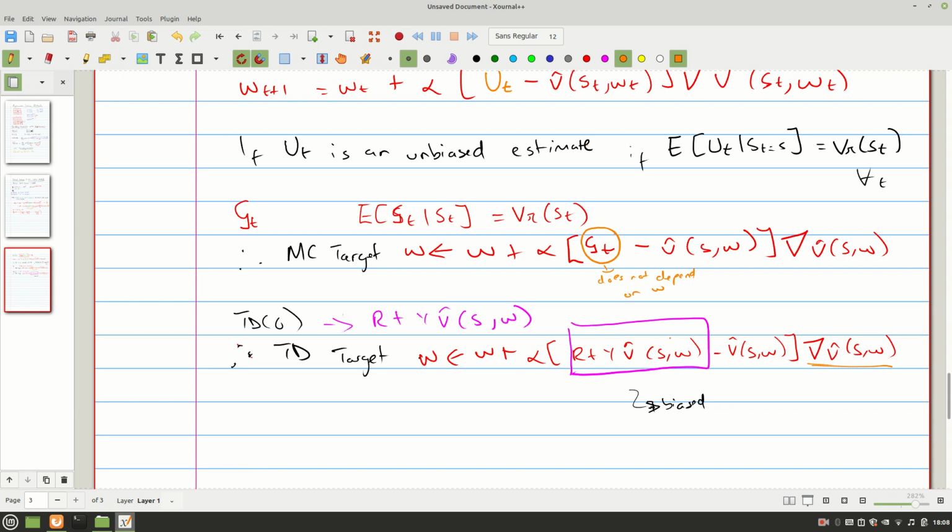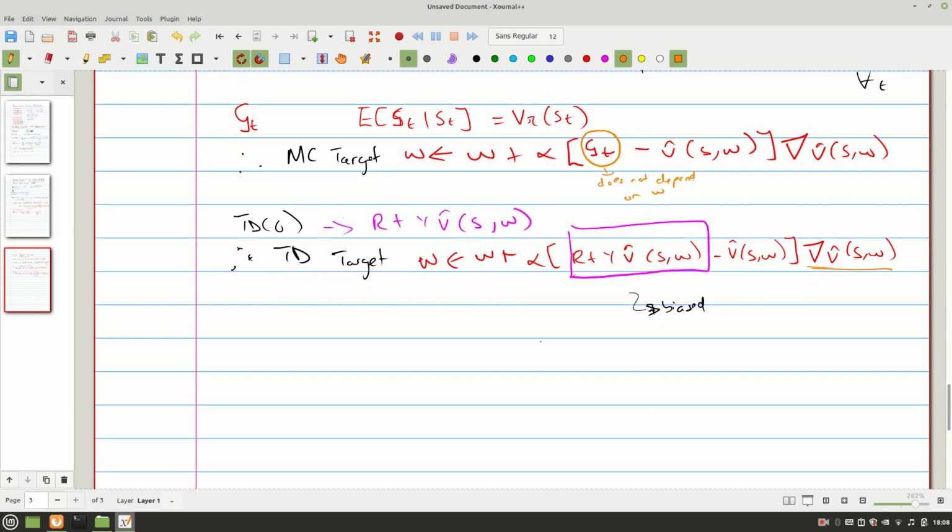What this means is that part of the gradients are left out, and this is why these methods are called semi-gradient methods, because they only include part of the gradient. They don't include the gradient of the target variable.